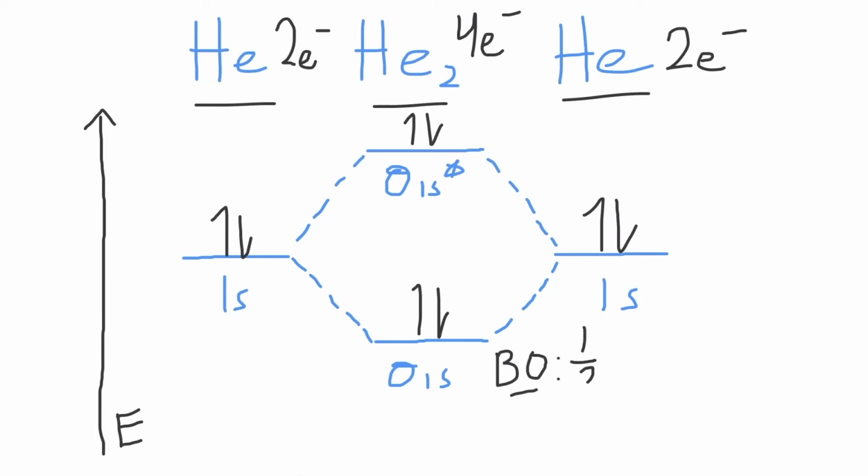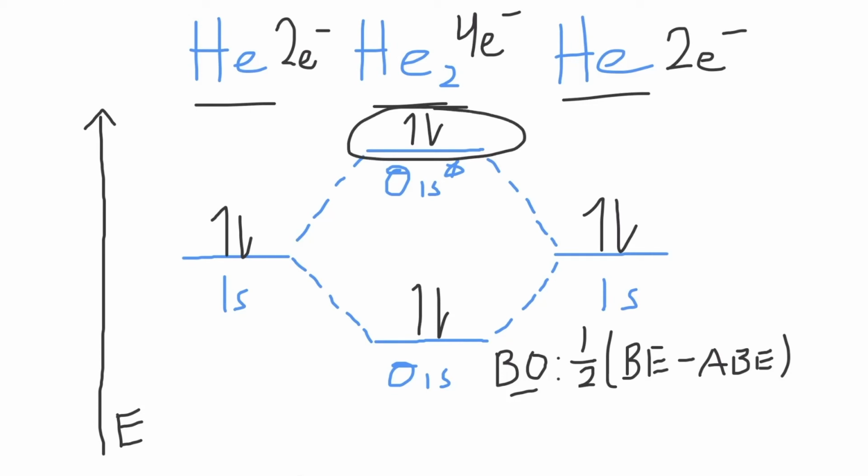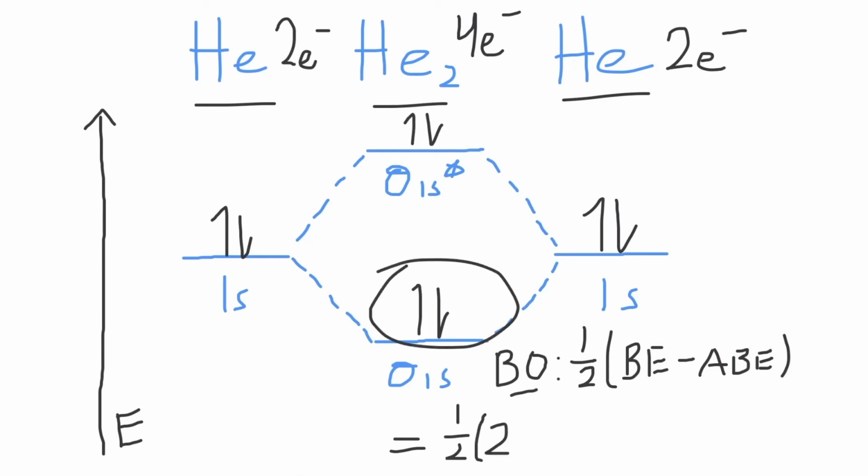The formula for bond order is 1/2 of the total number of bonding electrons that are present in the sigma 1s bonding molecular orbital minus the antibonding electrons, which are present in this higher energy sigma 1s star antibonding molecular orbital. If we calculate this out, we find that the bond order equals 1/2 times the bonding electrons, of which there's 2 right here, minus the antibonding electrons, of which there's also 2 up here.